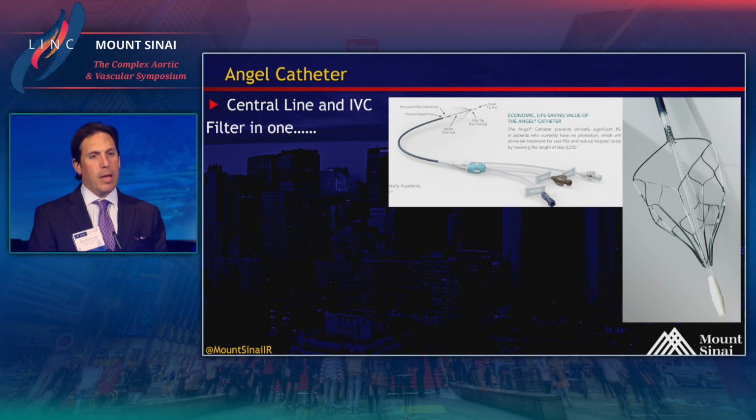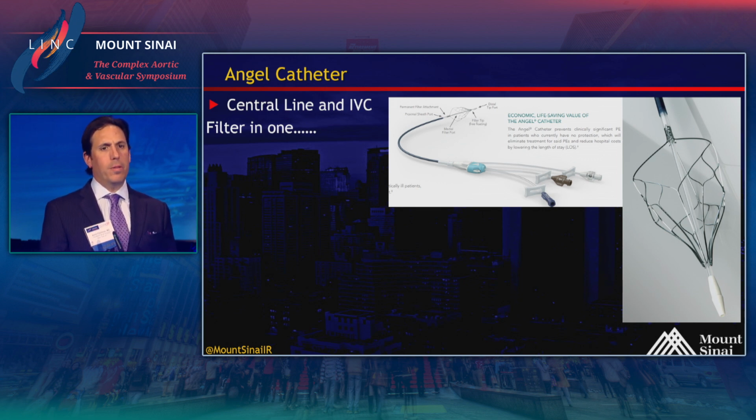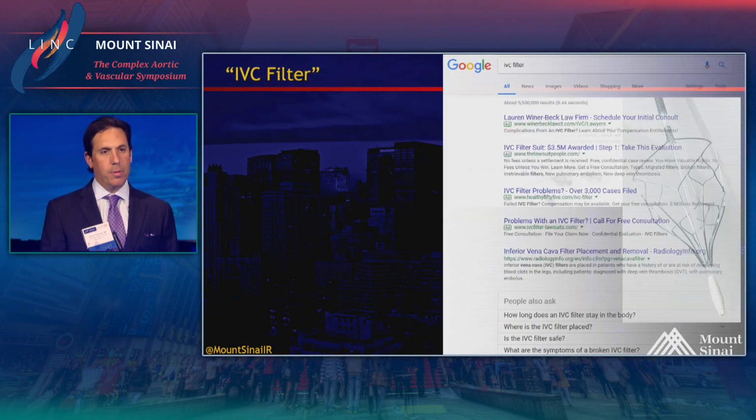And then the last thing I wanted to mention was the Angel catheter. And this is really a great option for people who are in the ICU, temporary, basically a central line and an IVC filter in one. It's all attached, and so you don't have to repuncture and have to worry about not being able to grab the filter. It's all attached to the central catheter, and this is FDA approved.